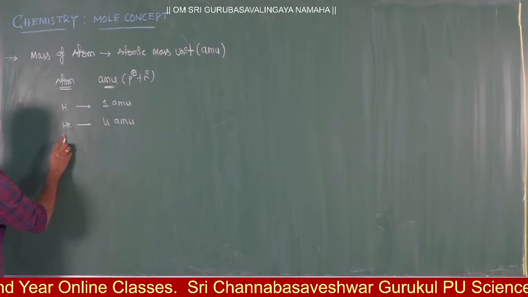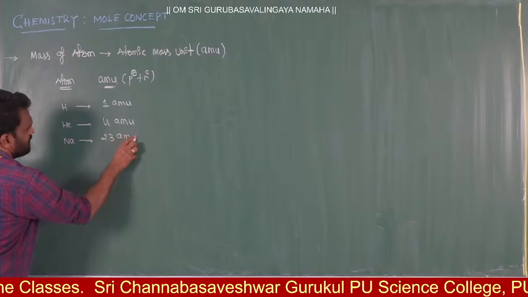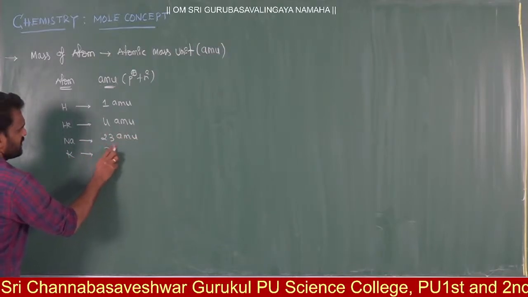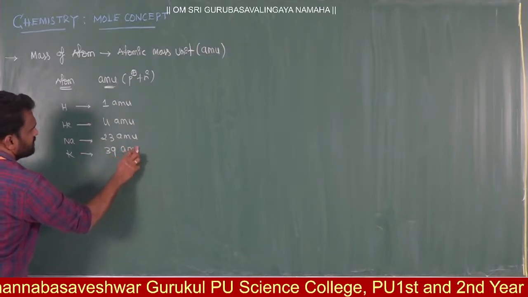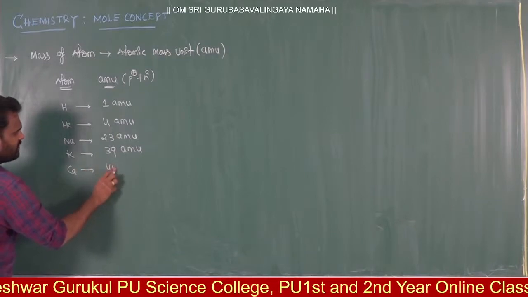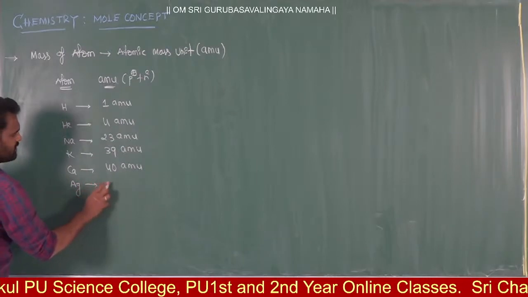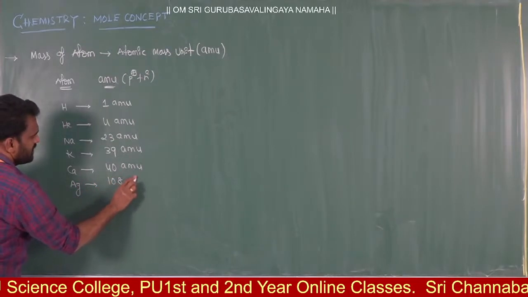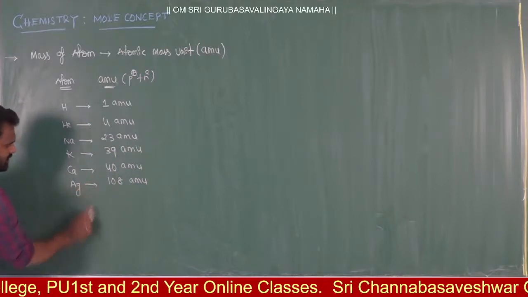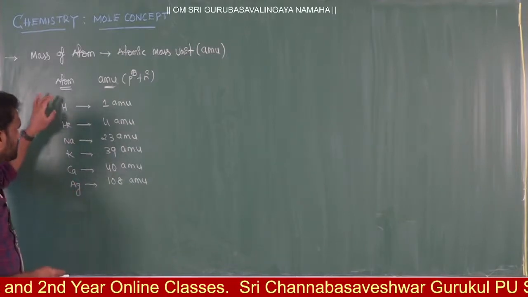Next, sodium will be 23 AMU. Potassium is 39 AMU. Calcium is 40 AMU. And silver is 108 AMU. And for copper or zinc, which are above 30, it is a little difficult to know the atoms.